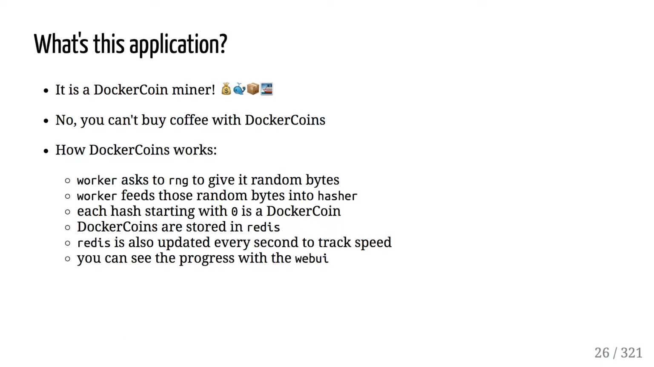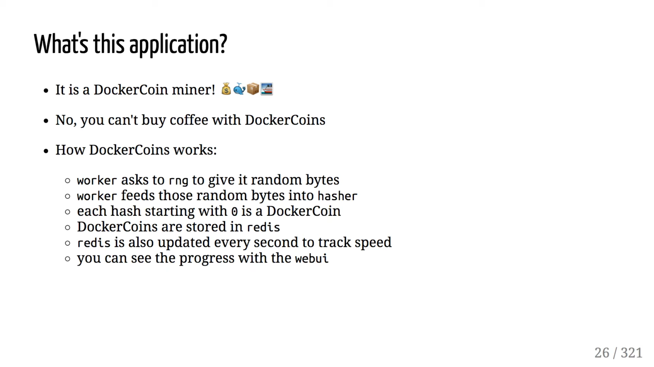So this application, what is it? It's a Dockercoin miner. Fortunately, you can't buy anything with Dockercoins. They are worthless. Otherwise, I could probably retire by now. The way Dockercoins work is that we have a worker that does an infinite loop. And the worker talks to 2 microservices. One of the microservices, RNG, is a random number generator. So when you connect to RNG, it gives you random data. So the worker gets some random data, then it posts the random data to the second service, which is Hasher, and Hasher computes the SHA-256 and returns the hex digest.